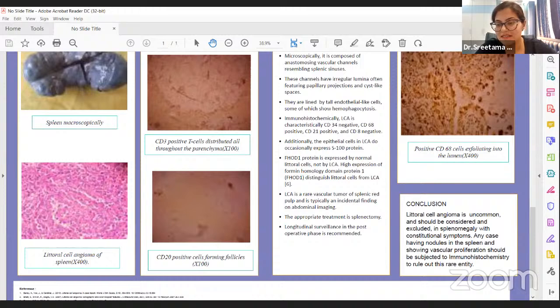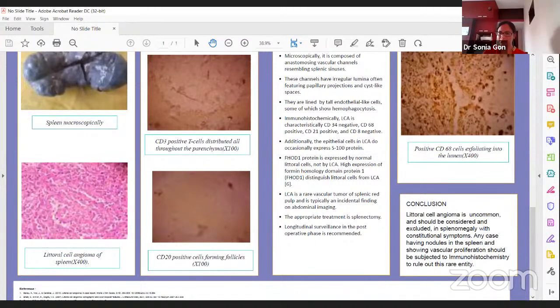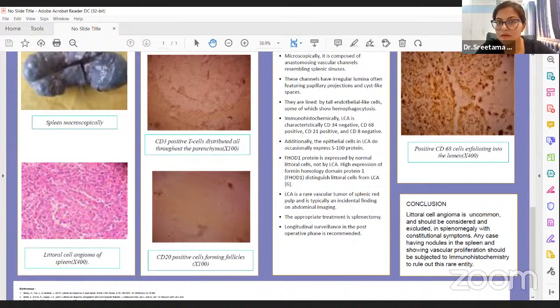Okay. The second question is, you have mentioned in your microscopic features that sometimes the epithelial cells which are present within the tumor may show S100 positivity. So what are these epithelial cells? Ma'am, these epithelial cells I meant is littoral cells. These littoral cells show S100 protein positive because littoral cells share the same lineage as a macrophage, and S100 protein is an important regulation for macrophage inflammation.